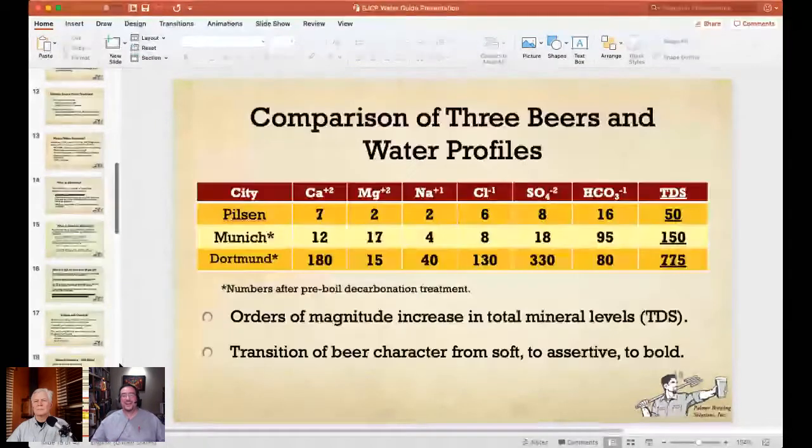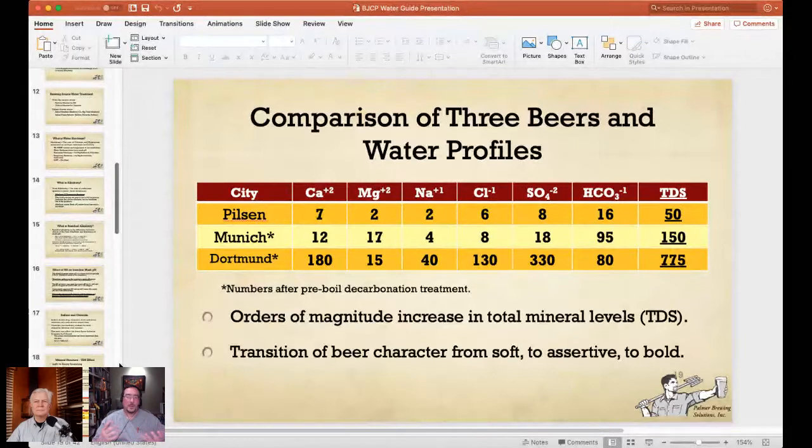If you look at the waters of these three cities, there are, if you look at the total dissolved solids over there on the right, Pilsen 50, Munich 150, Dortmund 775. You can see the order of magnitude increase in mineral content across these three waters. And again, looking at the sulfate, 8 to 18 to 330, for example. Much more assertive sulfate character in the Dortmund versus the Munich. Same with the chloride.